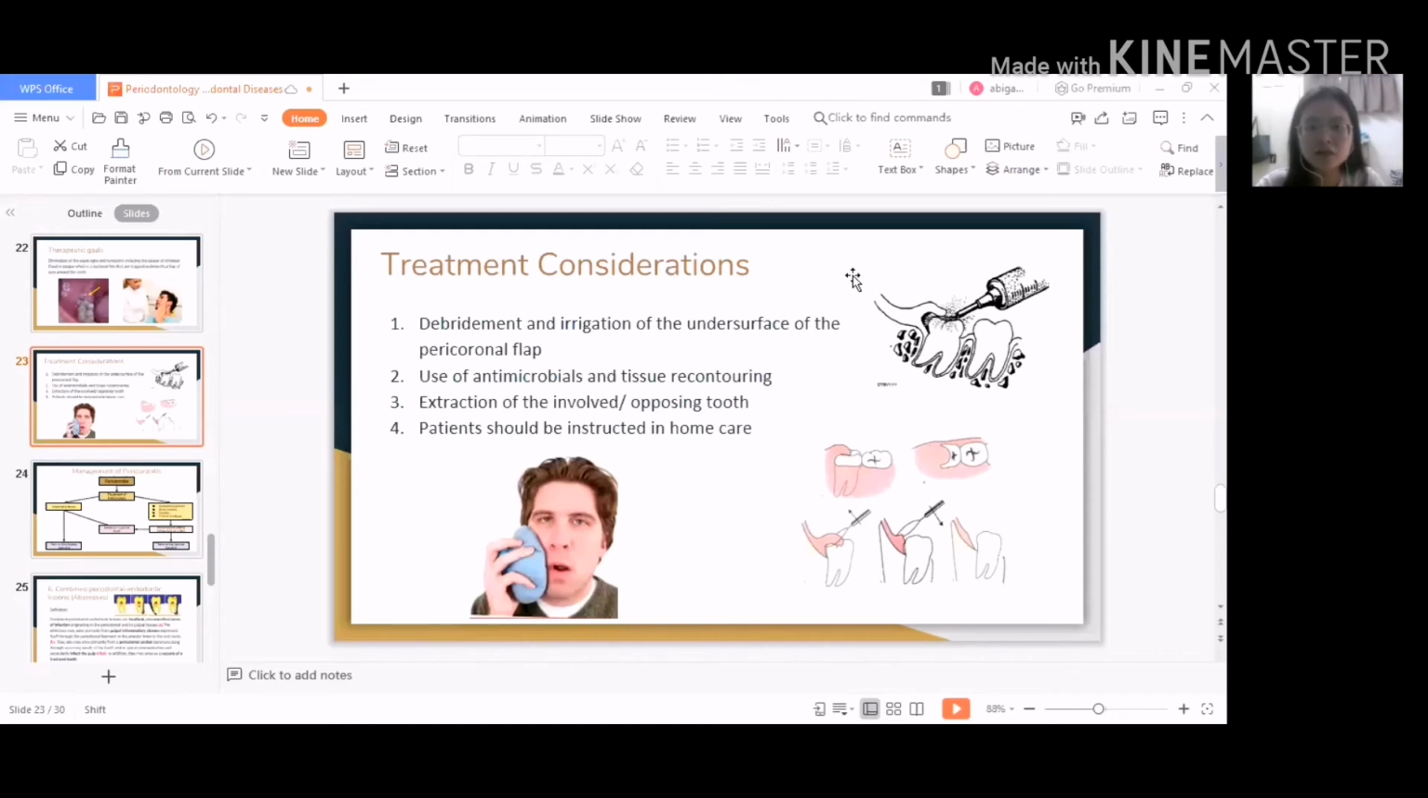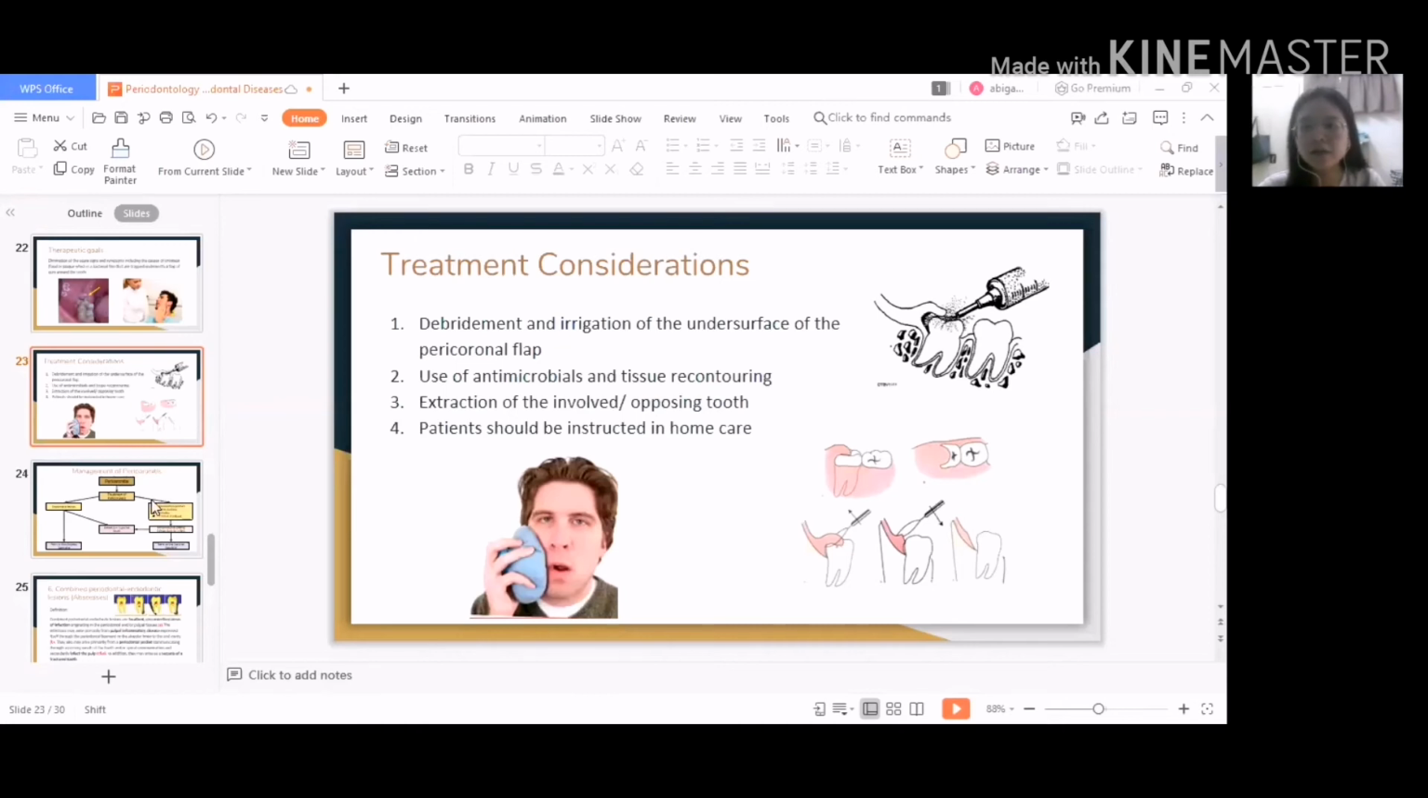The treatment considerations of pericoronitis are debridement and irrigation of the undersurface of the pericoronal flap, the use of antimicrobials and tissue recontouring, the extraction of the involved or opposing tooth, and patients should be instructed in home care.